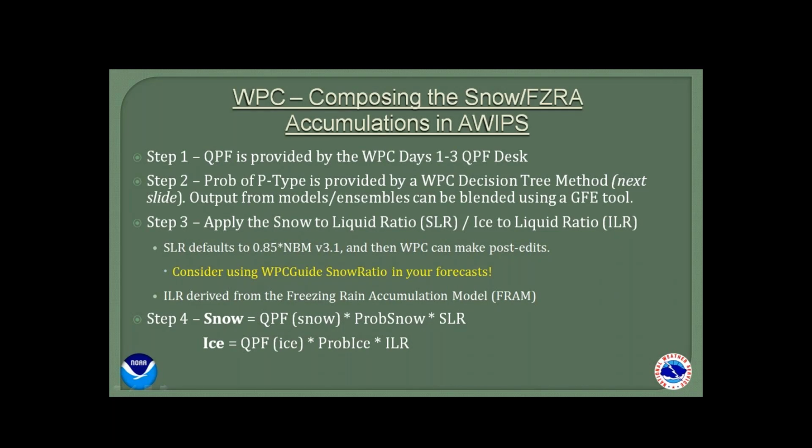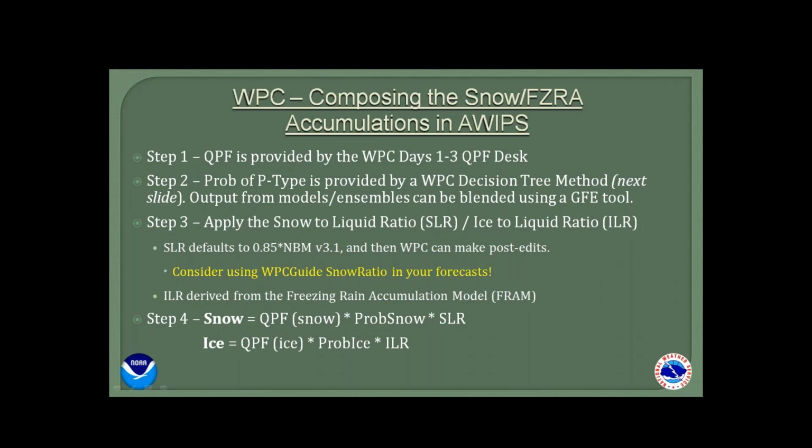So just really quick look at their forecast methodology. They use the QPF that's provided by the WPC QPF desk. Then they do a probability of precipitation type by a decision tree method that I'll show on the next slide. And then the output from all the models using this tree method can be blended using their GFE tool called SCAVEC. Then they apply the snow to liquid ratio and ice to liquid ratio. Their current default is 0.85 of the NBM version 3.1, and then they make post edits.